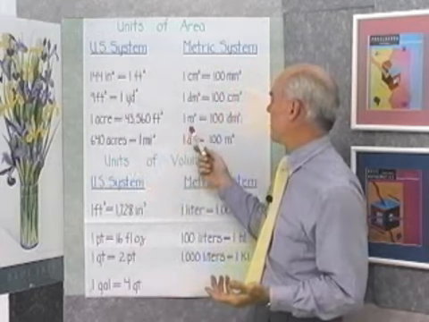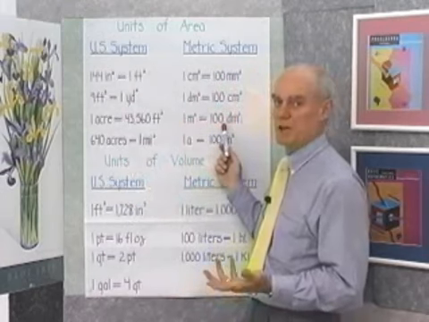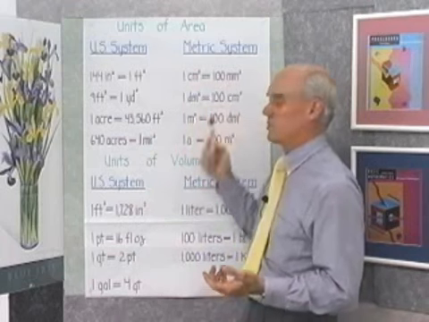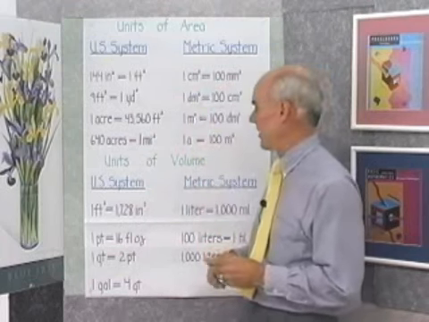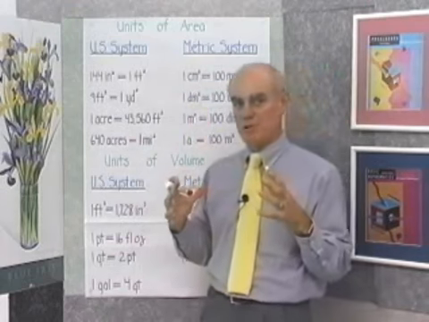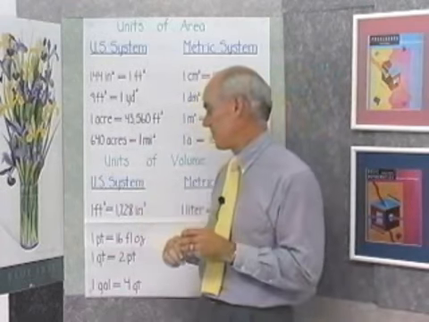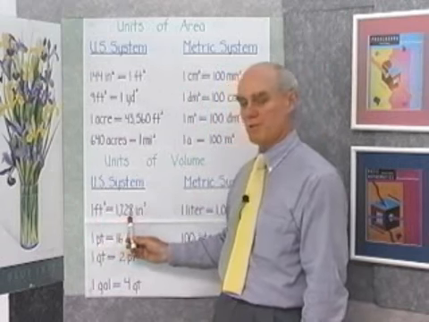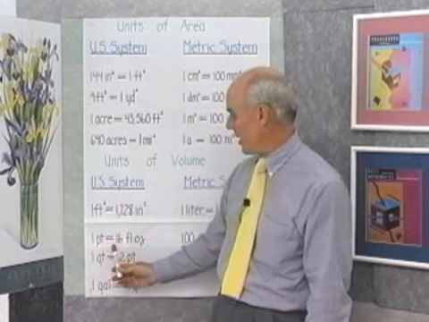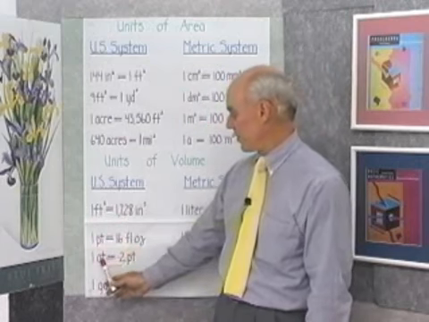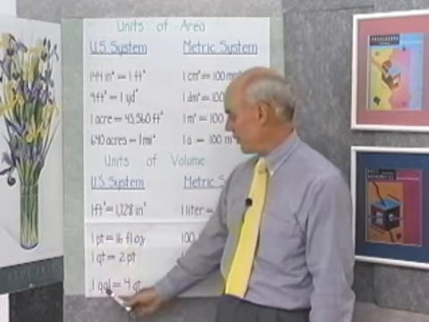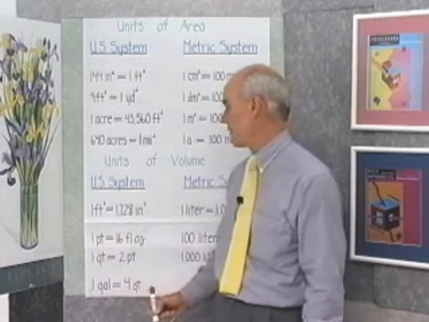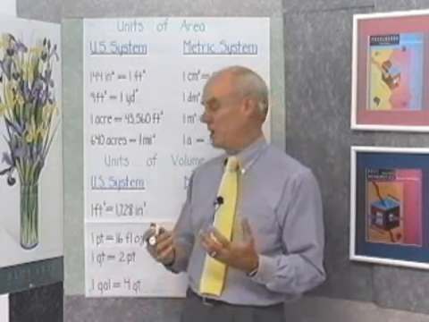In the metric system, I have 1 square meter is the same as 100 decimeters squared, and 1 square centimeter is 100 millimeters squared, things like that. When it comes to volume, volume measures capacity, how much it takes to fill something up. So 1 cubic foot is the same as 1,728 cubic inches. 1 pint is 16 fluid ounces, 1 quart is 2 pints, and 1 gallon is the same as 4 quarts. So these are the different conversions for units of volume in the U.S.